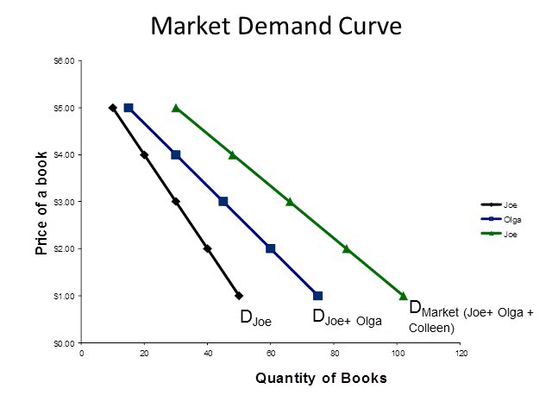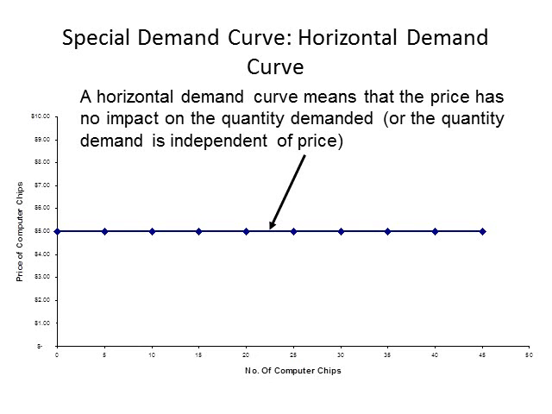The market demand for the books is the green line because it represents the sum of Joe's demand plus Olga's demand plus Colleen's demand curves. Finally, sometimes you'll see, particularly in microeconomic courses, a demand curve which is horizontal. The horizontal demand curve represents a situation where the individual or the market's demand for a good is not dependent on price. Notice that the price of the good does not vary, but individuals may demand different quantities of the good.